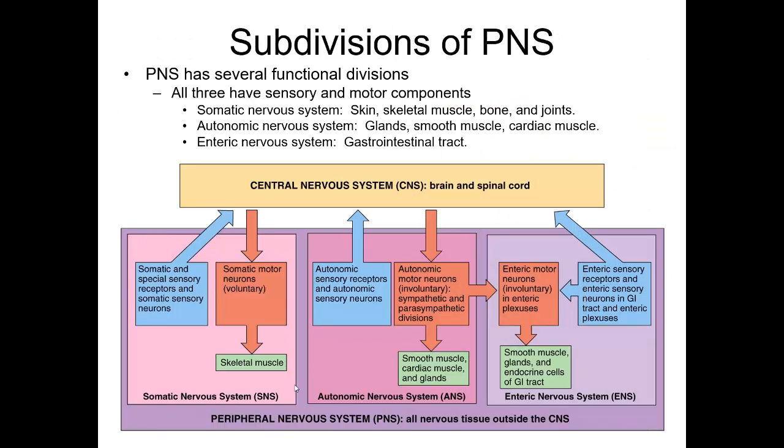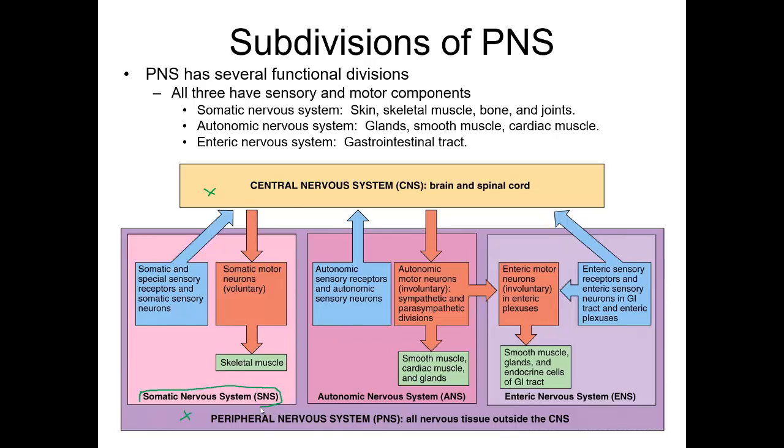So here's a nice flowchart that talks about the further classification of the peripheral nervous system. Now, the peripheral nervous system reports back to the central nervous system. So this beige box is the CNS, and this purple box is the PNS, or the peripheral nervous system. Now, the peripheral nervous system is further subdivided into three subcategories. Let's take them one at a time. So on the far left, you have the somatic nervous system.